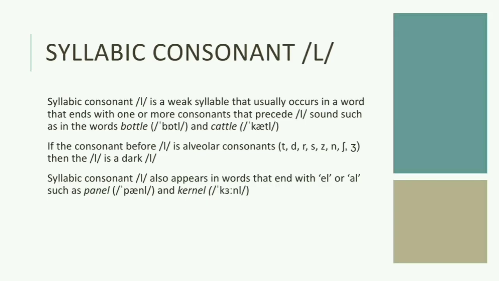Syllabic consonant l. Syllabic consonant l is a weak syllable that usually occurs in a word that ends with one or more consonants that precede the l sound, such as in the words bottle and kettle. If the consonant before l is an alveolar consonant, such as t, d, s, z, n, then the l is a dark L. Syllabic consonant l also appears in words that end with el or al, such as panel or canal.